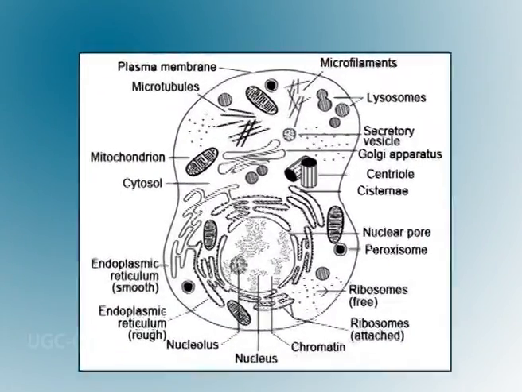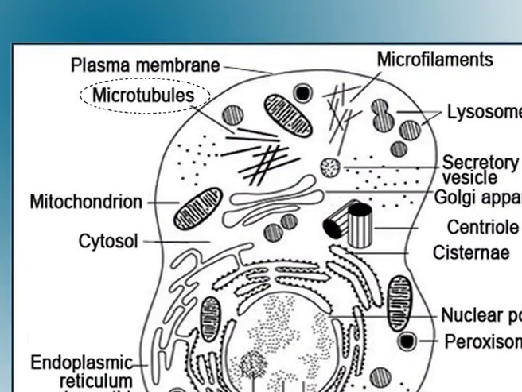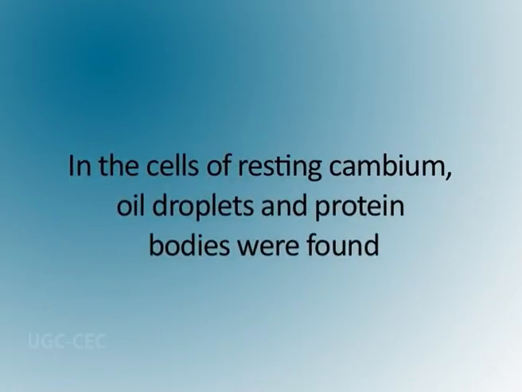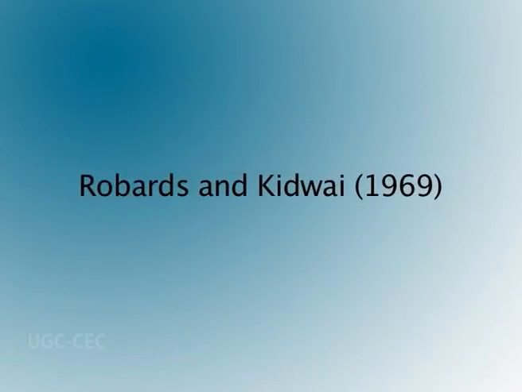Microtubules were found in the peripheral cytoplasm. In winter, the vacuoles were small and numerous. The plasmalemma was thrown into folds and the endoplasmic reticulum occurred mostly in the form of smooth vesicles. Mitochondria were sometimes found to occur in a chain. In the cells of resting cambium, oil droplets and protein bodies were found. Robards and Kidwai 1969 suggested that these inclusions are storage materials which are required during the first stage of differentiation at the beginning of the growing period.